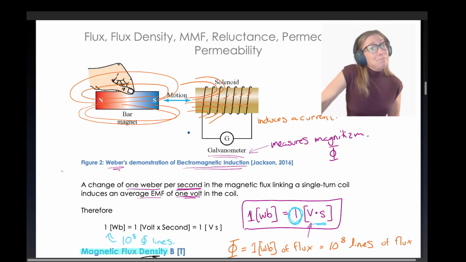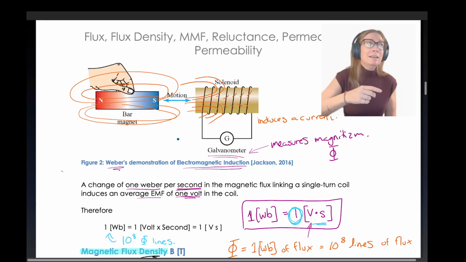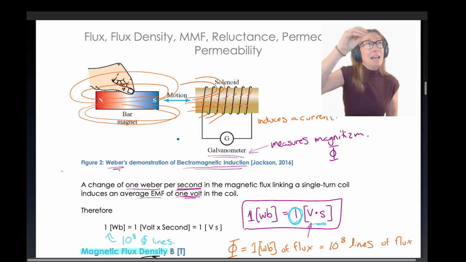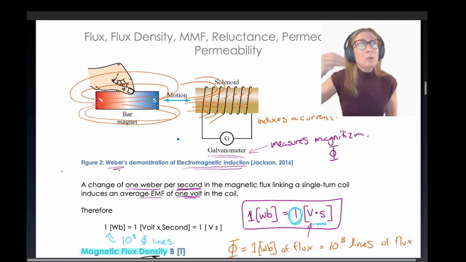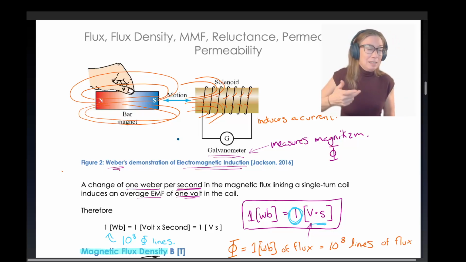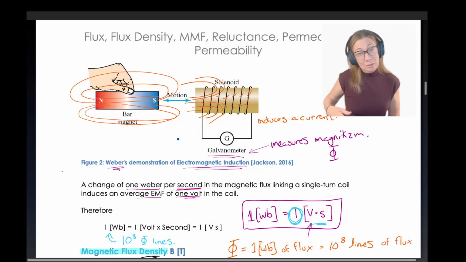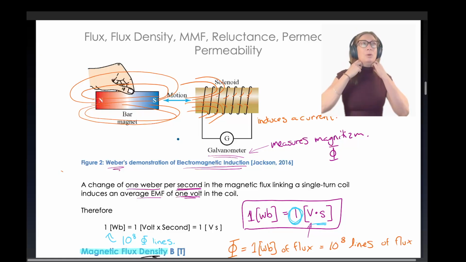current that he's getting. And the reason why Weber decided on 10 to the 8 is because Weber noticed that when this bar magnet is magnetized to the point of 10 to the 8 of those magnetic lines of flux, that's when 1 volt happens in a second. So that's the relationship between 10 to the 8 lines of flux and a volt times second.